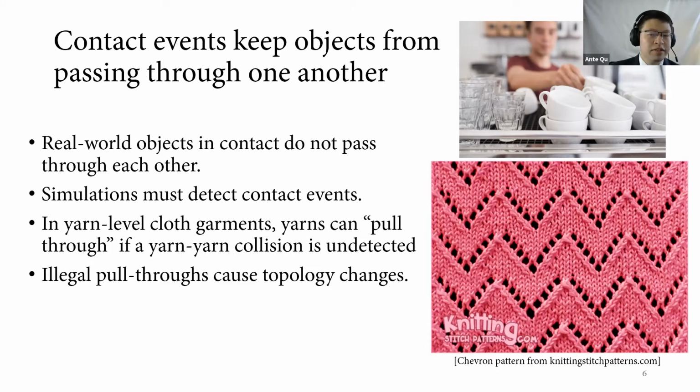So in garments made of yarn, yarn can also pull through each other in the simulation if collisions are not detected. These topology changes can be noticeable. For example, look at the chevron pattern on the right. If two yarns were moved out of place, then the pattern can unravel and look very different. So my work develops a certificate to verify that this topology remains the same.